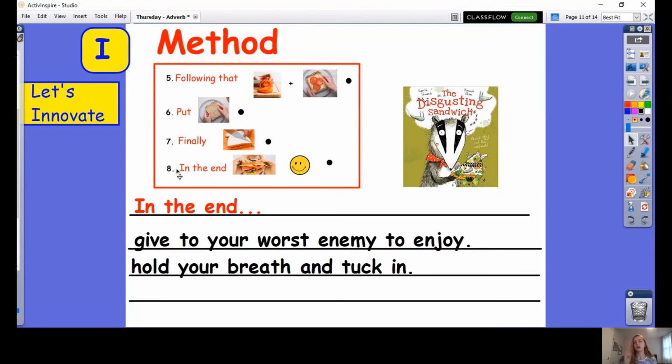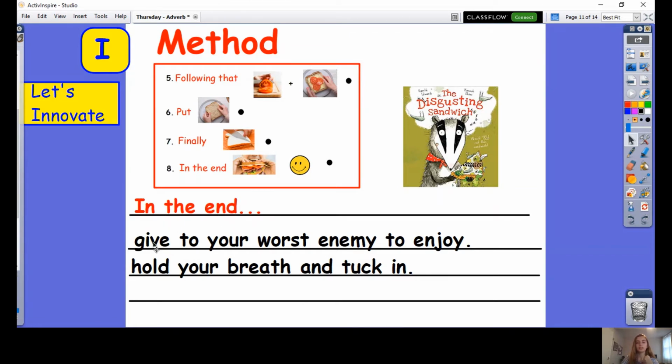8 in our delicious sandwich was in the end, eat and enjoy. Are we going to eat and enjoy our disgusting sandwich? No, we are not. Our sandwich has so many gross ingredients. It has slugs and worms and feathers and slime and mud. We do not want to eat that, so we have to think, what are we going to do with our disgusting sandwich? Here are some ideas I came up with.